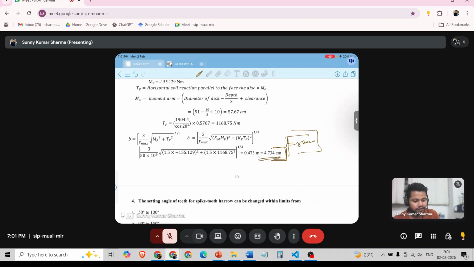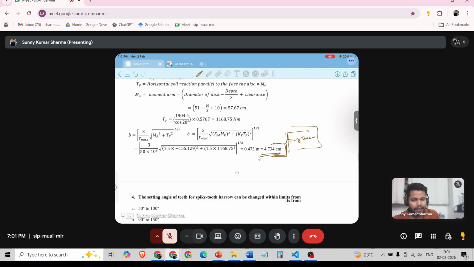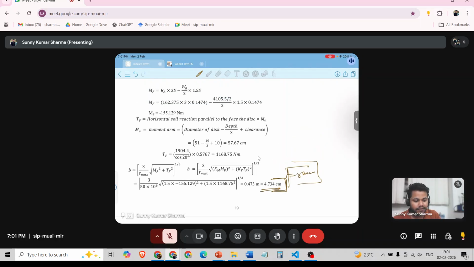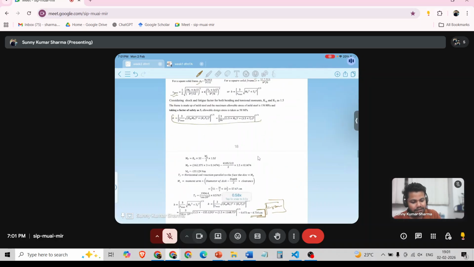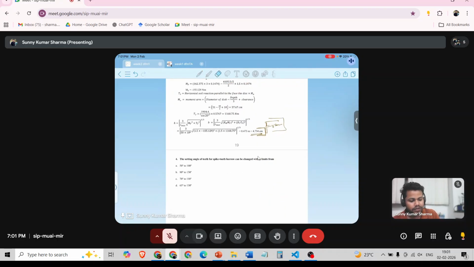And similarly we have studied for the shaft. So if that is clear, it means our design of disk harrow, disk block is clear. If you go through the lecture you will get the similar thing.